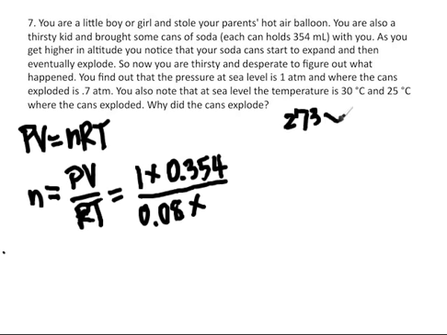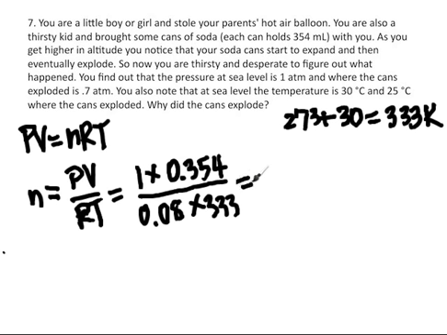So 273 plus 30 degrees is 303 kelvins. Multiply by 303. That will give us 0.014 moles of the liquid, of the soda.